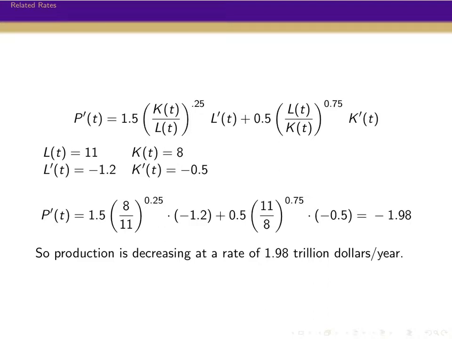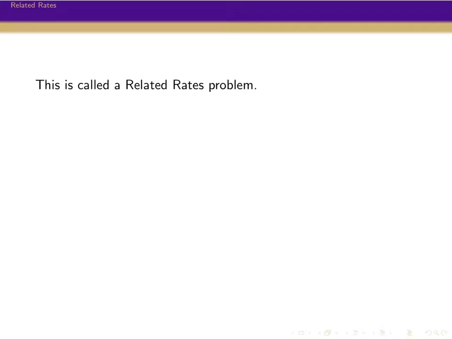Right? So if there was some big shock to, say, the amount being spent on labor and capital, like say there was a pandemic going on, so there was a drastic decrease in both labor and capital, then this is what you might see happening to production. And when you think about this in terms of percentage rate of change, this actually means it's almost a 10% decrease. Okay. So this whole example that we just went through, that's an example of what's called a related rates problem.